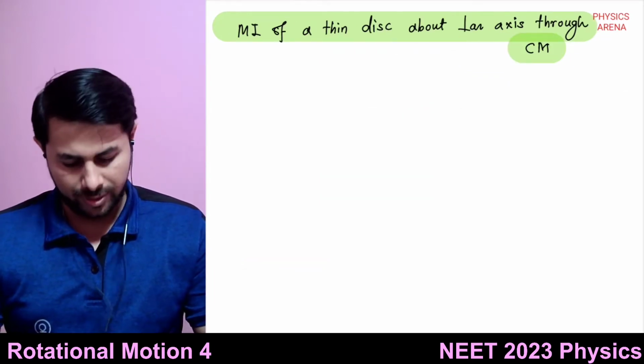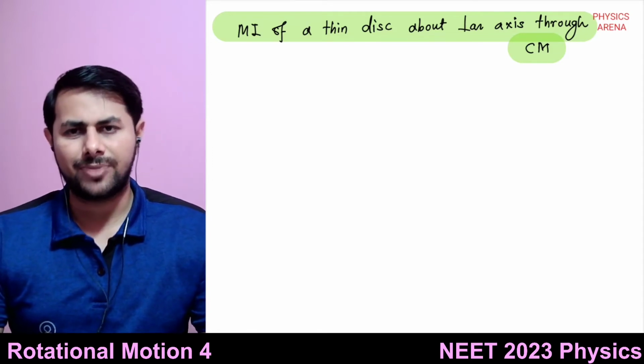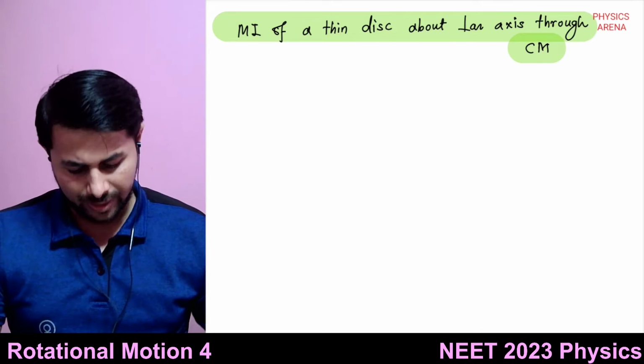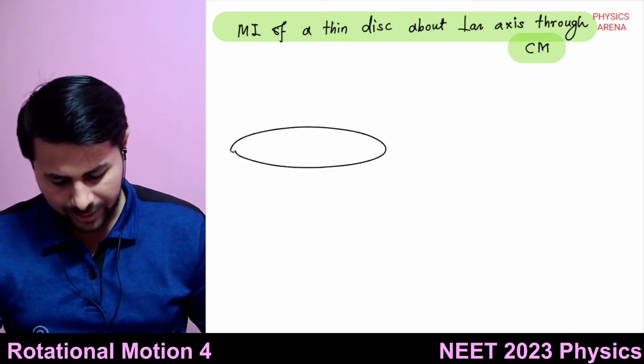Let's find out the moment of inertia of a disk about a perpendicular axis which passes through the center of mass. So let's consider a disk now. So this is a disk.